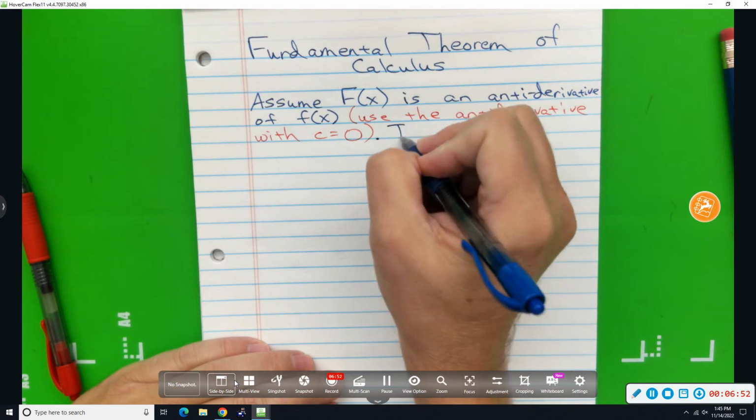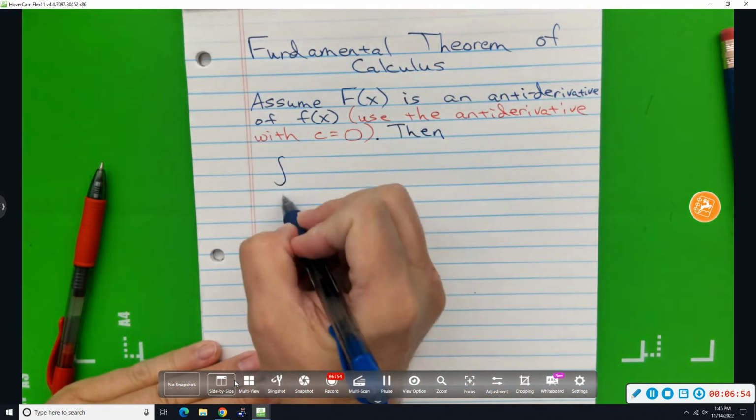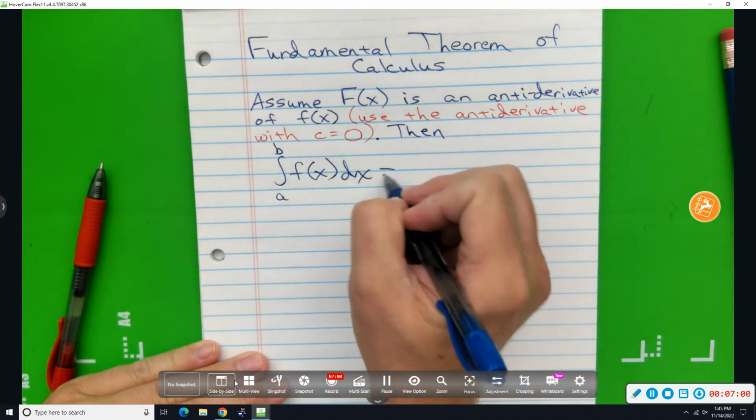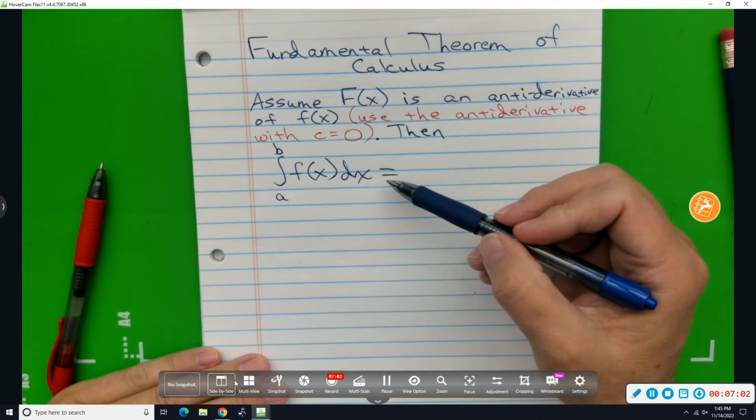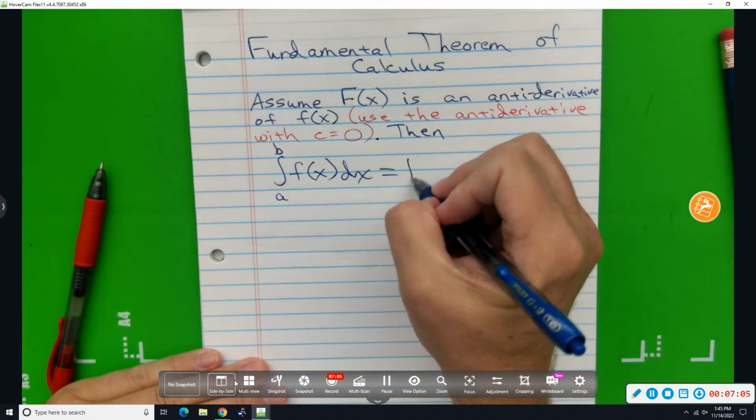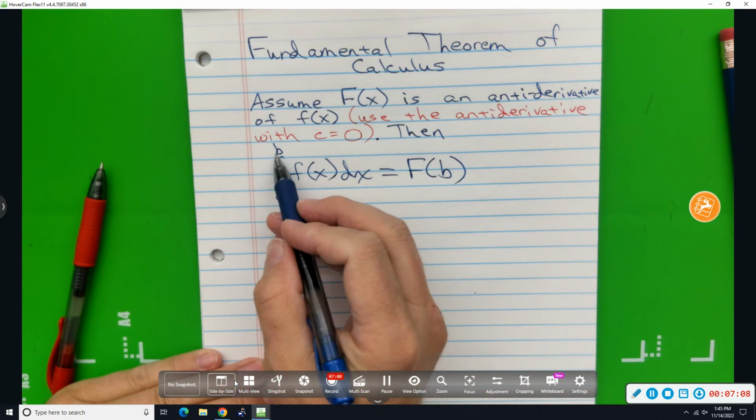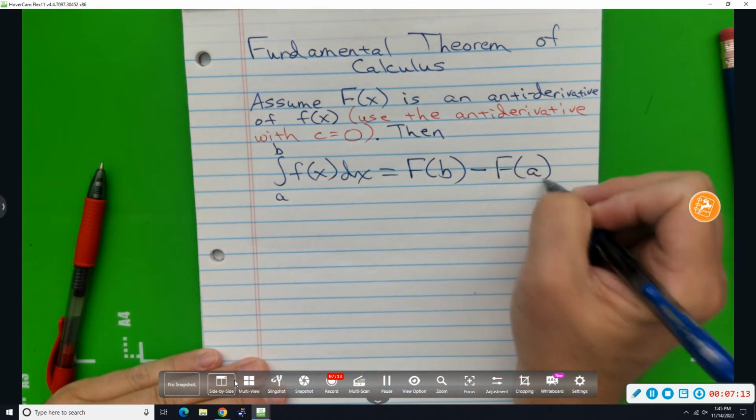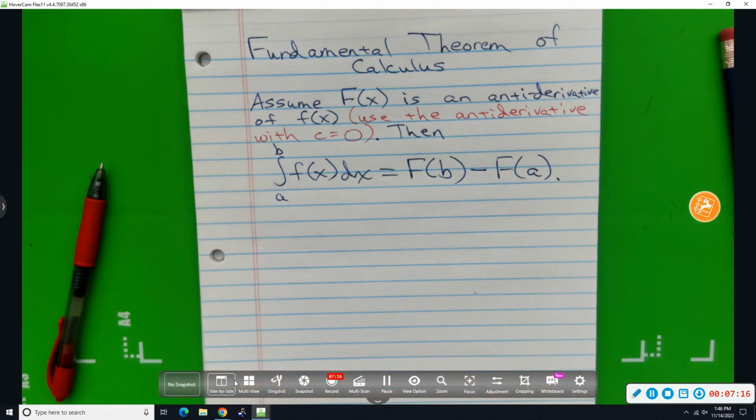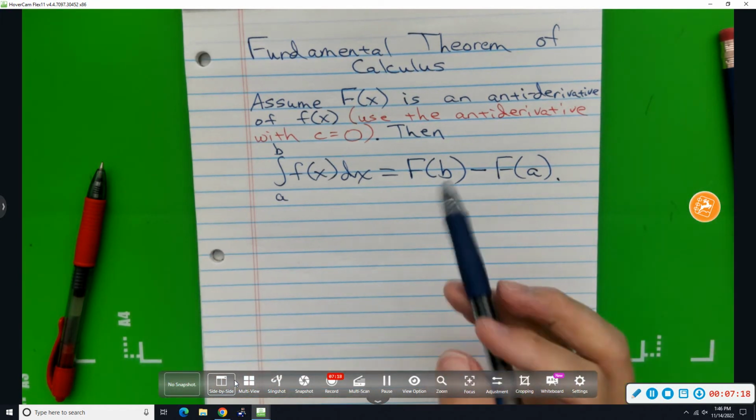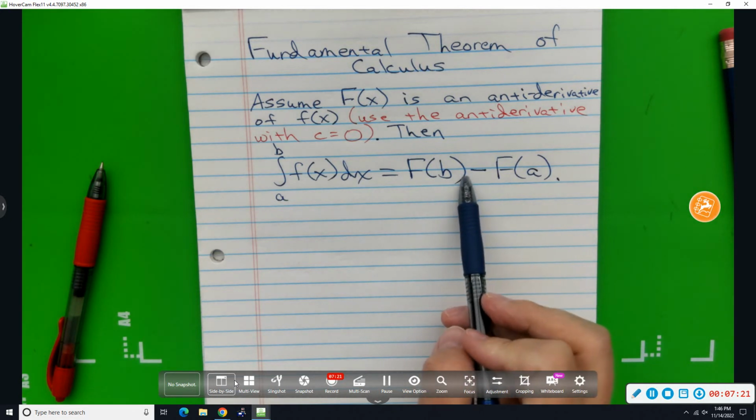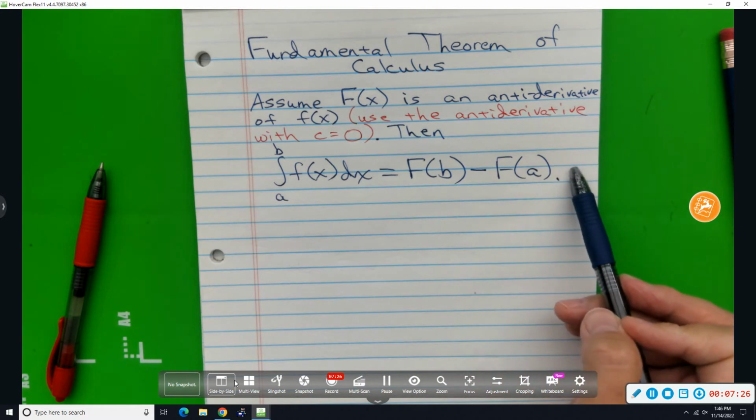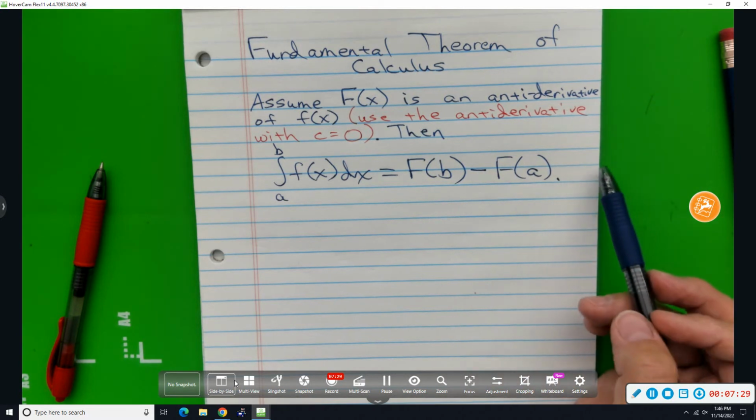Then the definite integral from a to b of f of x dx is equal to the antiderivative evaluated at b, the upper limit, minus the antiderivative evaluated at a. In general, if you have an antiderivative with a plus c here, then when you subtract, that constant of integration drops off. That's why we don't need that plus c.